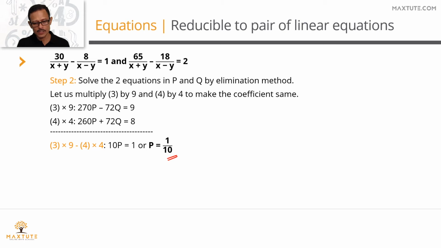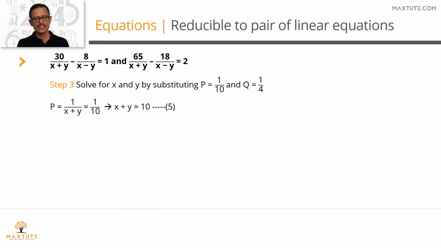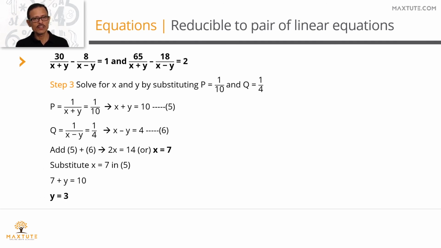Step 2, you're going to be solving for p and q using the elimination method. We got the value of p to be equal to 1 by 10. Substitute this in the third equation and you'll get the value of q to be equal to 1 by 4. What is p? We have assigned p to be equal to 1 by x plus y. What is q? This is equal to 1 by x minus y. If you cross multiply, you'll get the value of x plus y to be 10 and the value of x minus y to be equal to 4. We're taking both these equations to the next slide. x plus y is 10, x minus y is 4. Add these two equations, you get the value of x to be 7. Substitute it in one of these equations, you get the value of y to be equal to 3.